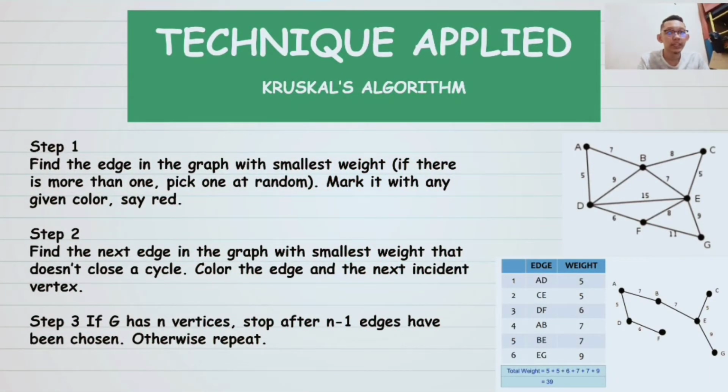Next, I will explain the techniques applied for minimal spanning tree. The first technique is Kruskal's algorithm. For Kruskal's algorithm, we need to find the edge in the graph with the smallest weight. If there is more than one, pick one at random. Mark it with any color.